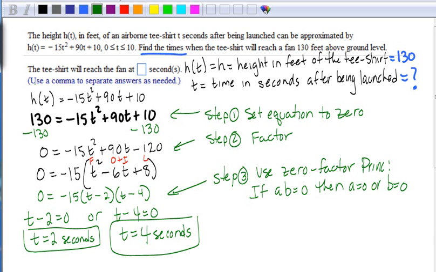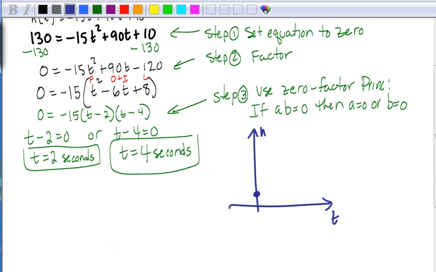If you would like to see a visual of this, if you notice when it starts at 0 seconds, when t equals 0, we are 10 feet above the ground. So let's call that 10 right there. And then it takes off. The t-shirt gets launched into the air. And then at 2 seconds, the t-shirt is going to be at 130. I know that's not to scale. And again at 4 seconds, I'm going to have to redo, let me redraw it.